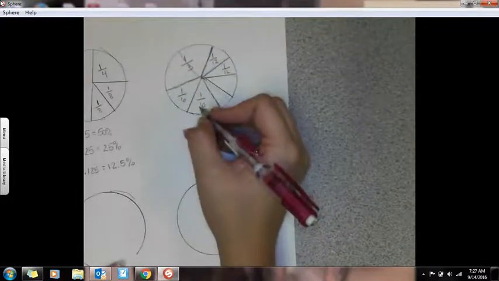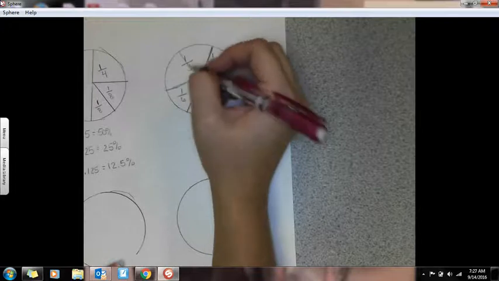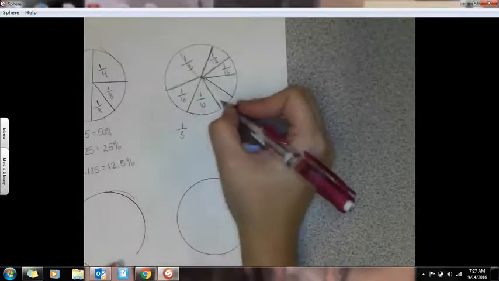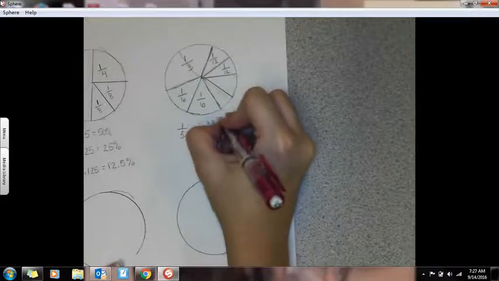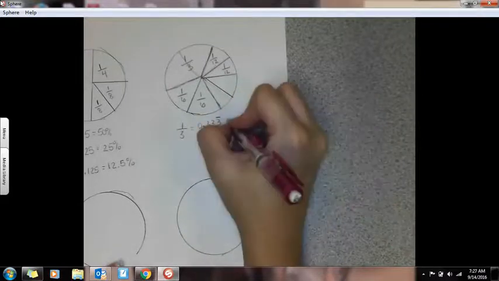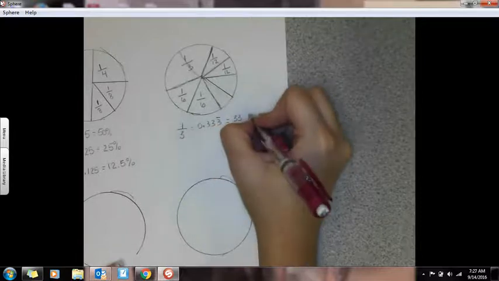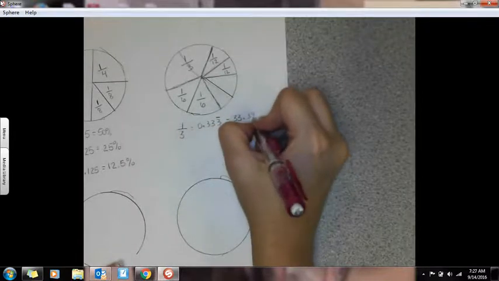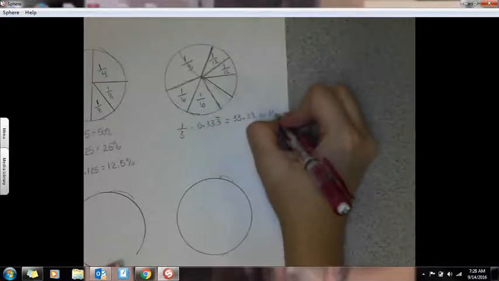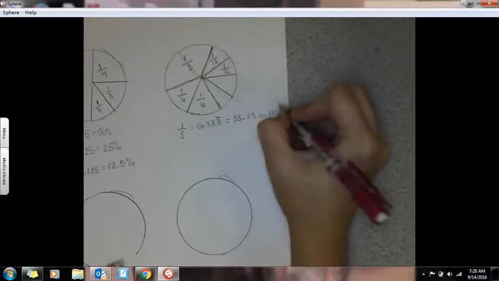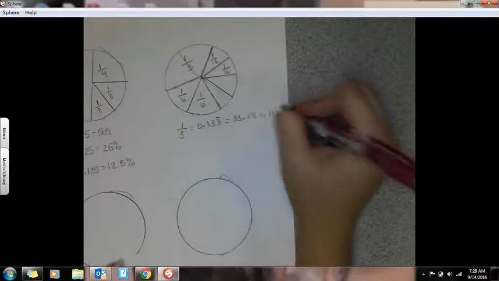So if I have 1/3 of a wedge, that number as a decimal is 0.33 repeating. And if I turn that into a percentage, I would have 33.3%. I could also write this as 33 1/3% because 0.3 is 1/3 as a fraction percent.